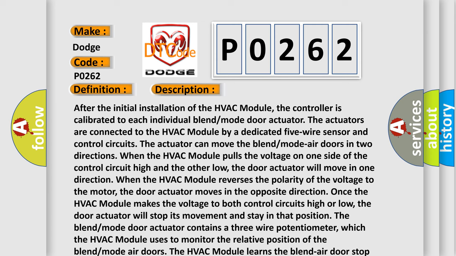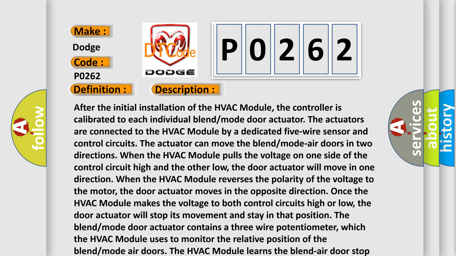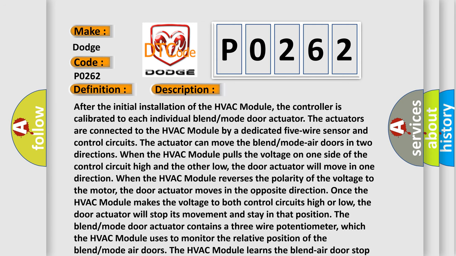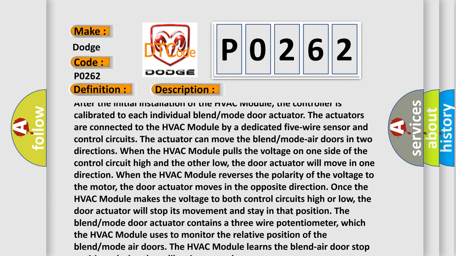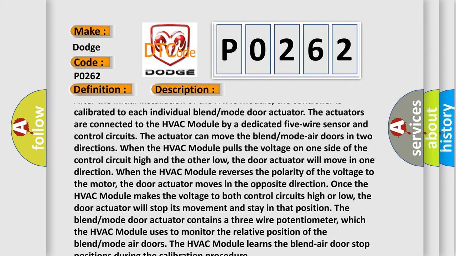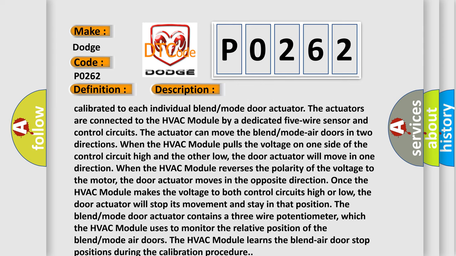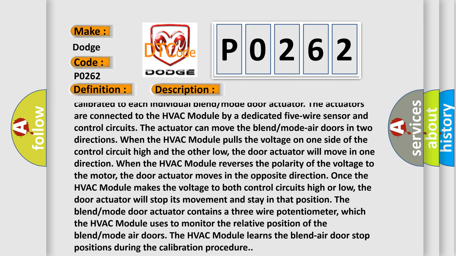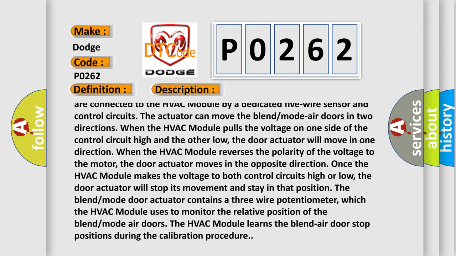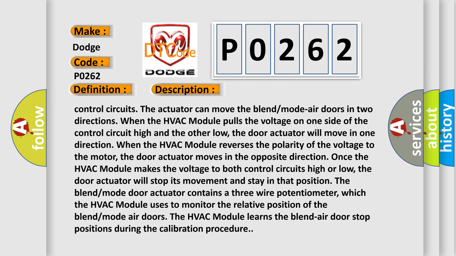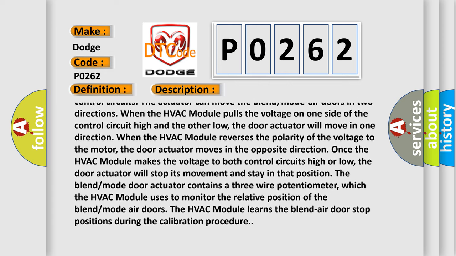After the initial installation of the HVAC module, the controller is calibrated to each individual blend mode door actuator. The actuators are connected to the HVAC module by a dedicated 5-wire sensor and control circuits. The actuator can move the blend mode air doors in two directions. When the HVAC module pulls the voltage on one side of the control circuit high and the other low, the door actuator will move in one direction.